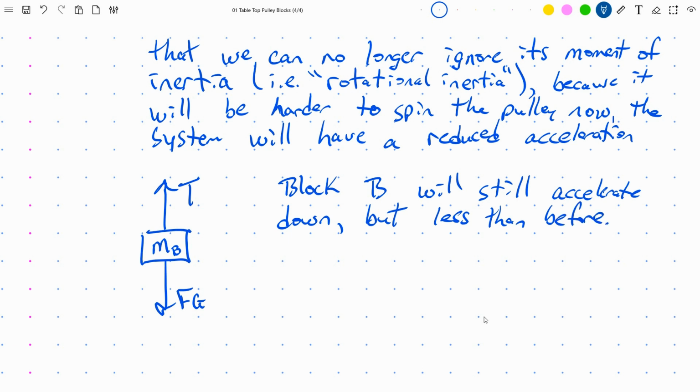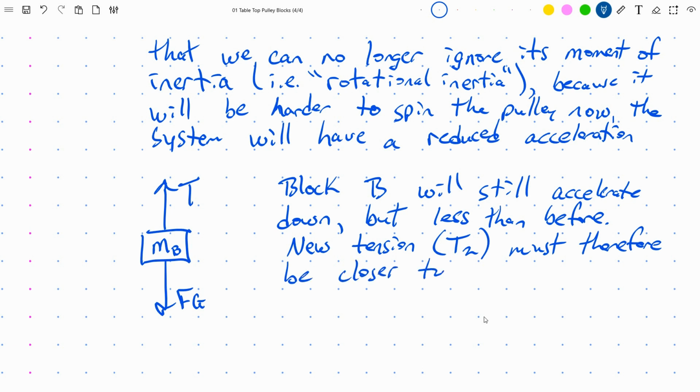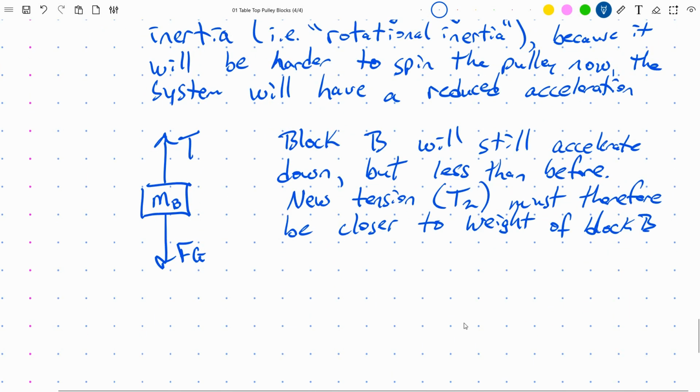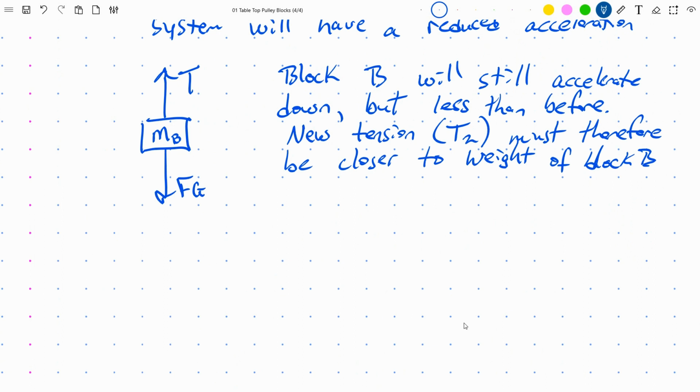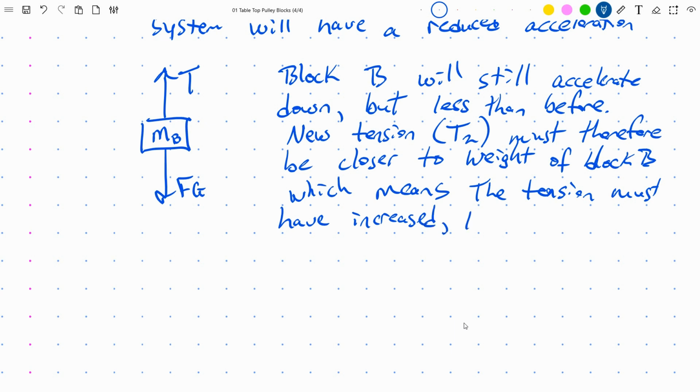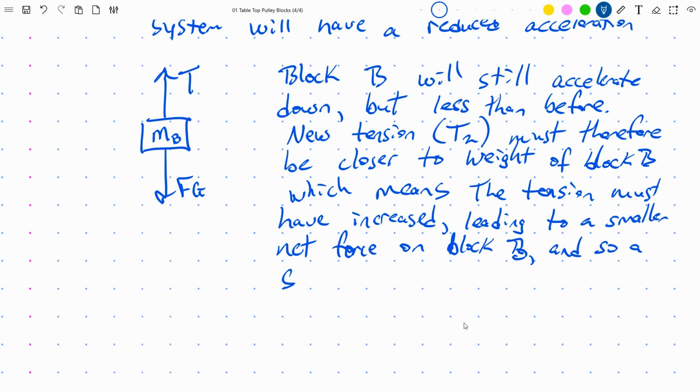Okay, so the new tension T2 must therefore be closer to the weight of block B. Okay, so closer to the weight of block B, which means the tension must have increased, leading to a smaller net force on block B and so a smaller acceleration.